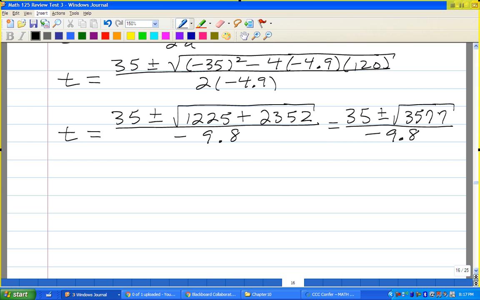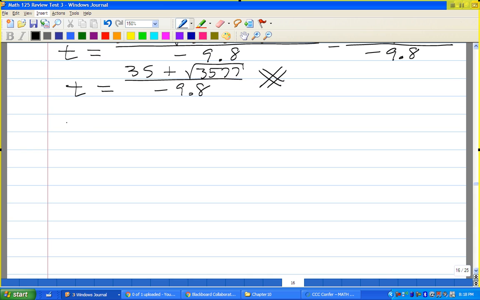So therefore, the square root of 3577 is larger than 35. And so if we add those two numbers, well, it doesn't really matter. If you add those two numbers, you get a positive. The 35 plus the radical 3577, you get a positive number divided by a negative number. But you're dividing by a negative, and so time would be negative.